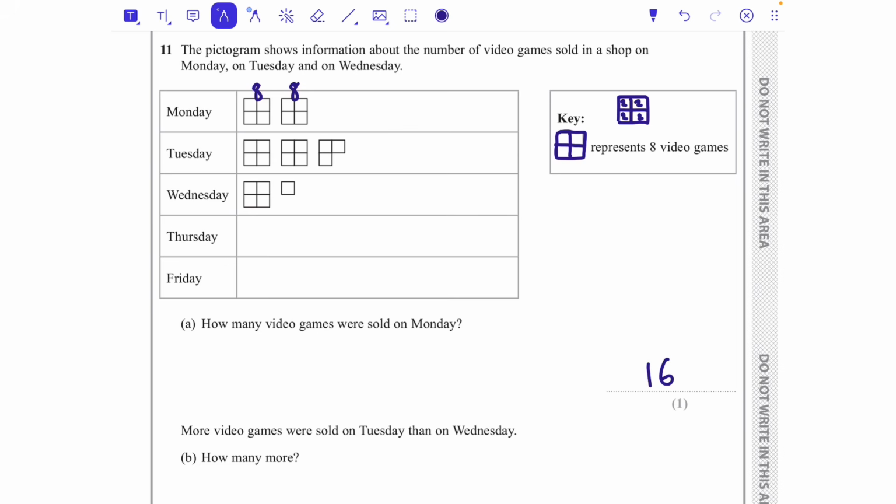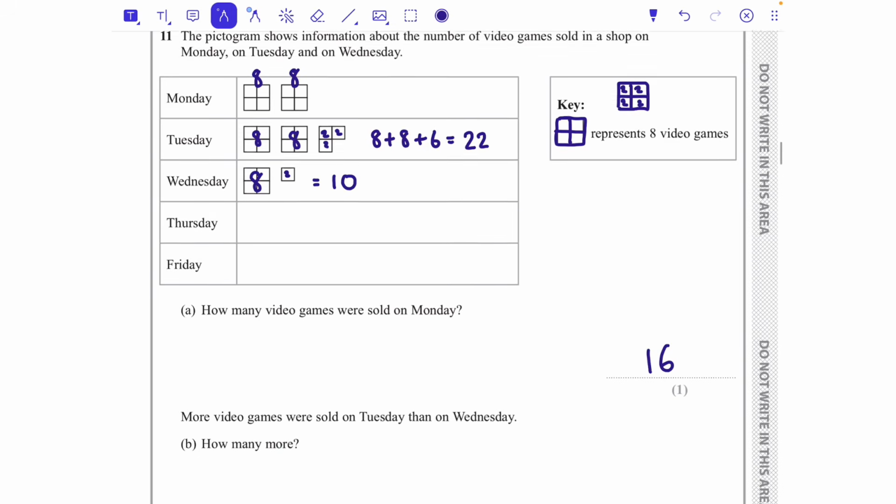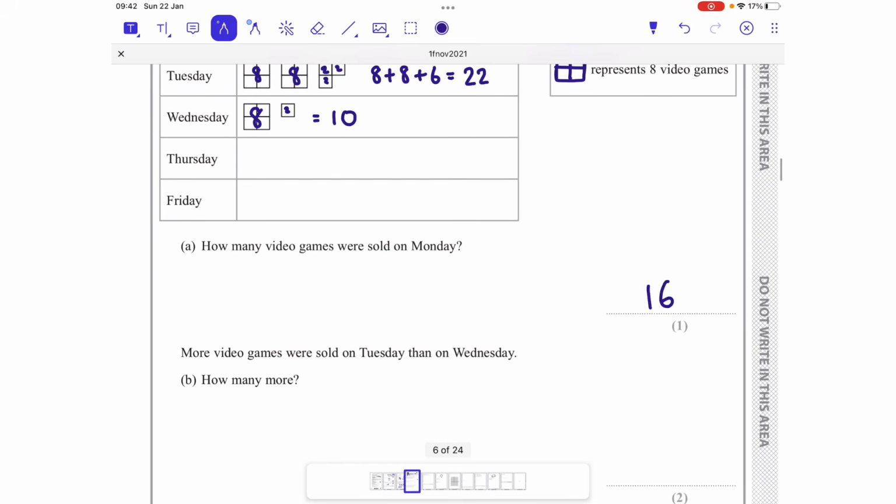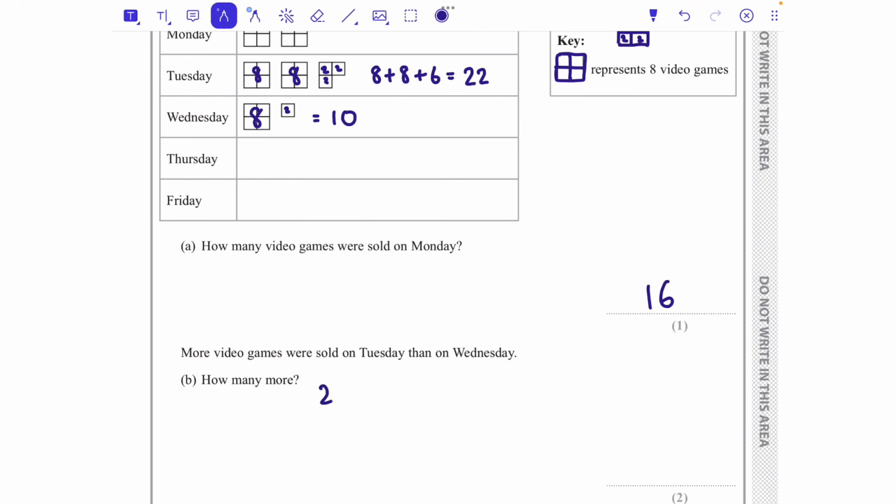More video games were sold on Tuesday than on Wednesday. How many more? So on Tuesday, we can see that we've got 8 for this, 8 for this, and then I know that this is 2, 2, and 2, so that's another 6. 8 add 6 is 22 video games. On Wednesday, we have the 8 here, and we have an extra 2, so that is 10 video games. How many more were sold on Tuesday than on Wednesday? So we're going to do 22, take away 10, which is 12.